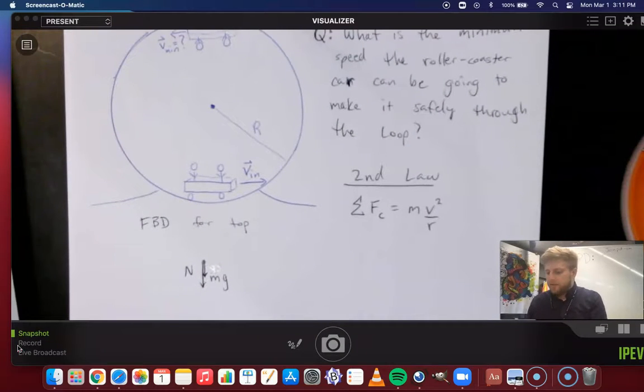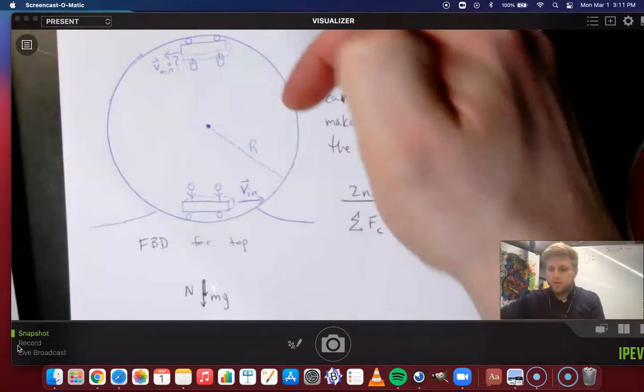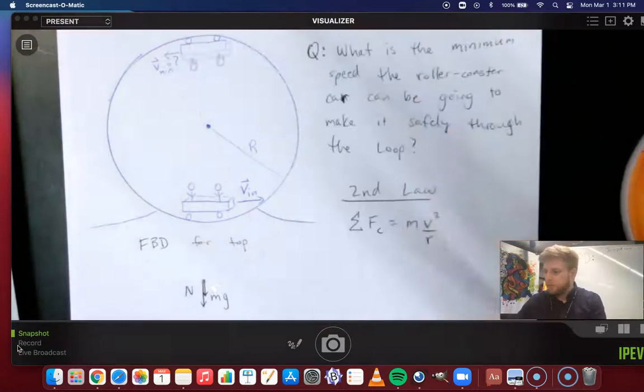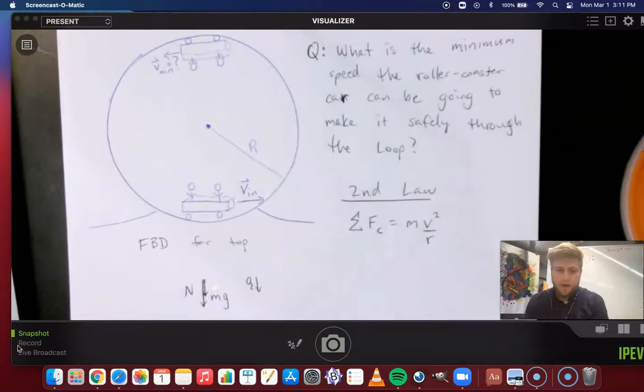Now, we always have to pick our acceleration, and because we know that centripetal acceleration always acts towards the middle, I'm going to indicate off to the side here that the centripetal acceleration is acting downward. That's going to help us set this up. So the next thing we're going to do is take these forces and plug them in on the left-hand side.